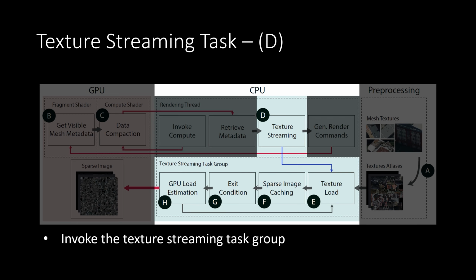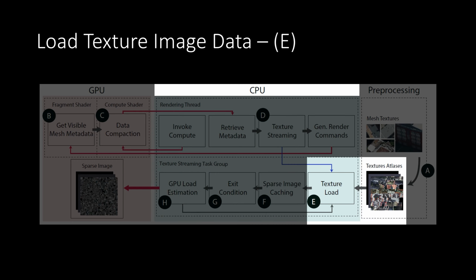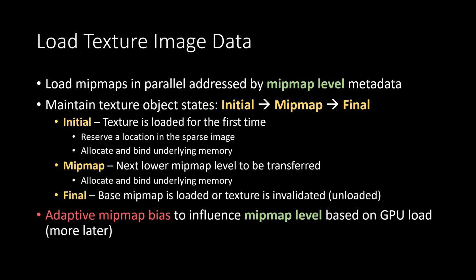The texture streaming process invokes the texture streaming task group with 4 main subprocesses. The first subprocess is loading texture image data. We load mipmaps in parallel, addressed by the mipmap level metadata. We do this by maintaining 3 texture object states: initial to mipmap to final.